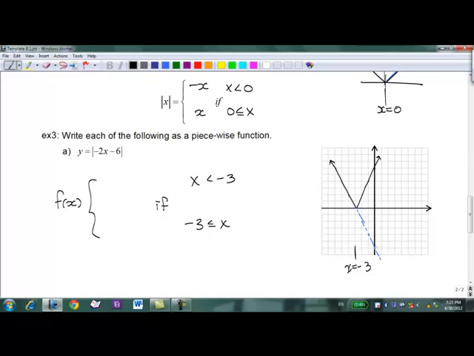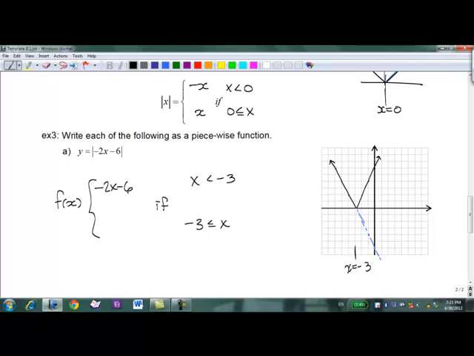Let's take a look here. It's actually the blue graph on the left-hand side, this black piece here. What does that look like? That looks like a regular old line with a y-intercept of -6 and a slope of -2. So that's really just that -2x minus 6 function.